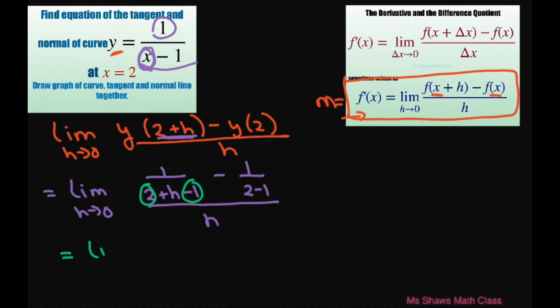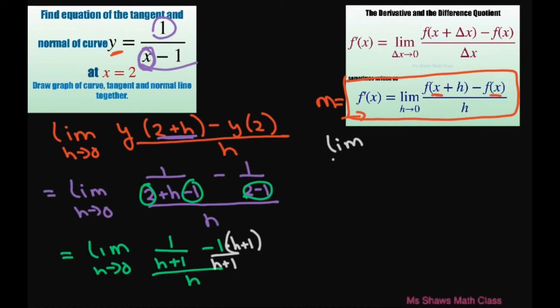So let's simplify this. Limit as h approaches 0. So this is going to end up being h plus 1, and this is going to simplify to minus 1, divided by h. Now let's get our common denominator. So I want this to also have h plus 1, so I have to multiply this by h plus 1. Like that. So that's going to give you the limit as h approaches 0, and our common denominator is h plus 1, and then we're going to have 1 minus h plus 1.